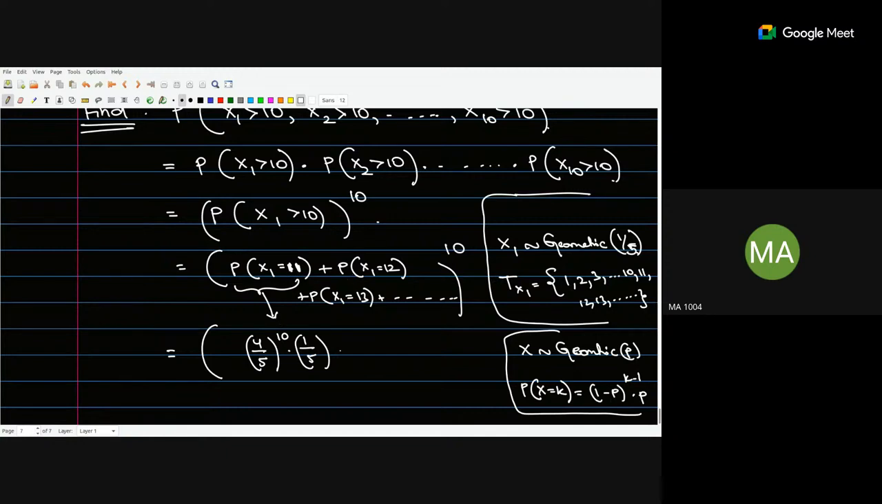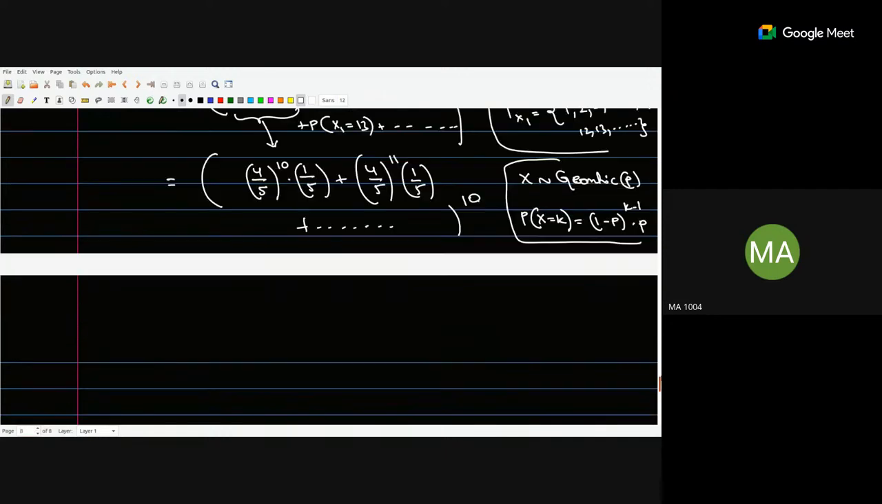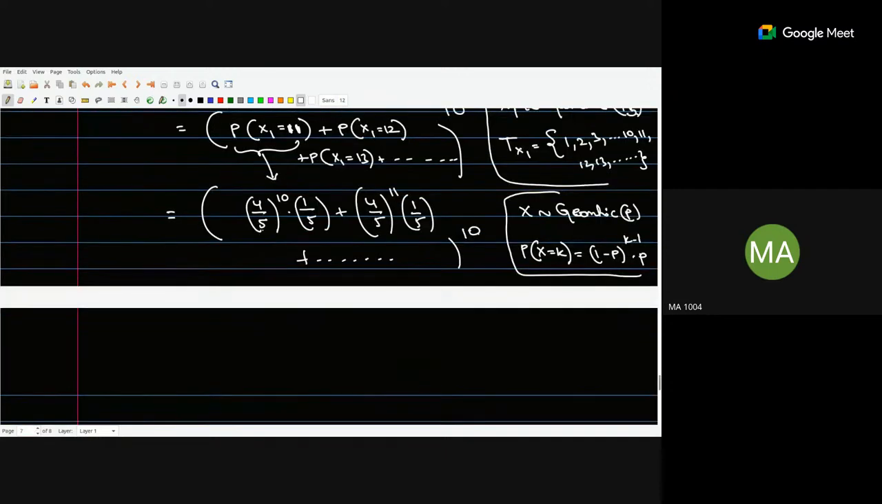For the next term, getting the first success in the 12th trial. So that means 11 failures followed by a success. So like this, it goes. All power 10 is there. And if you see, (4 by 5) whole power 10 is common in all the terms.